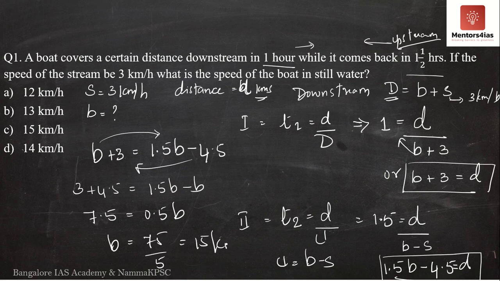Therefore, the speed of the boat is 15 kilometers per hour. Therefore, the correct option is option C, 15 kilometers per hour. So we'll move on to the next question now.